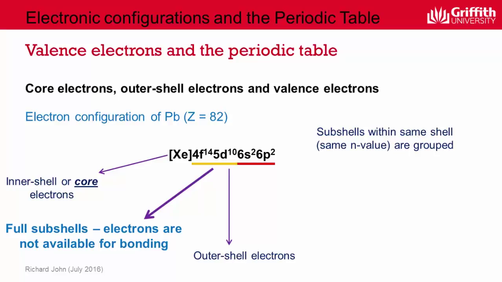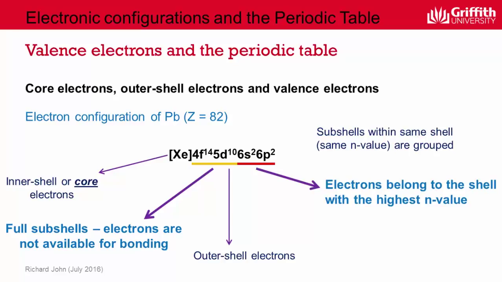Now these electrons here actually belong to the shell with the highest n value for this particular atom. We're talking about lead, and the highest orbitals and the highest subshells that are being filled in lead correspond to the n equals 6 level. So the electrons belonging to the highest n value are valence electrons, or bonding electrons.